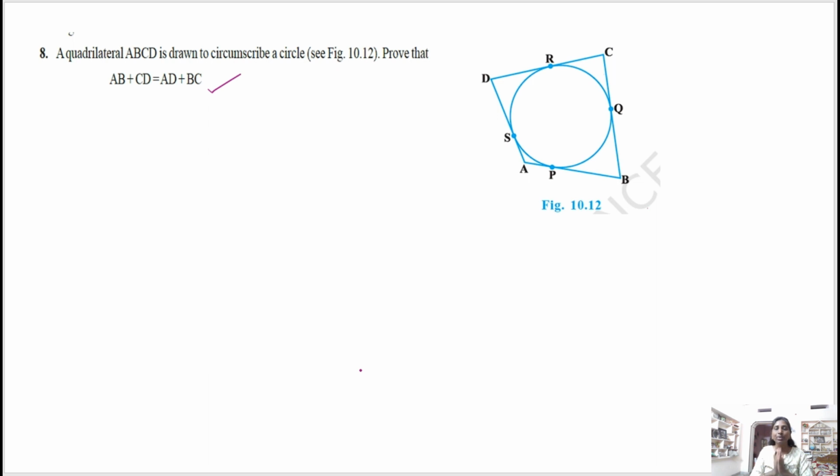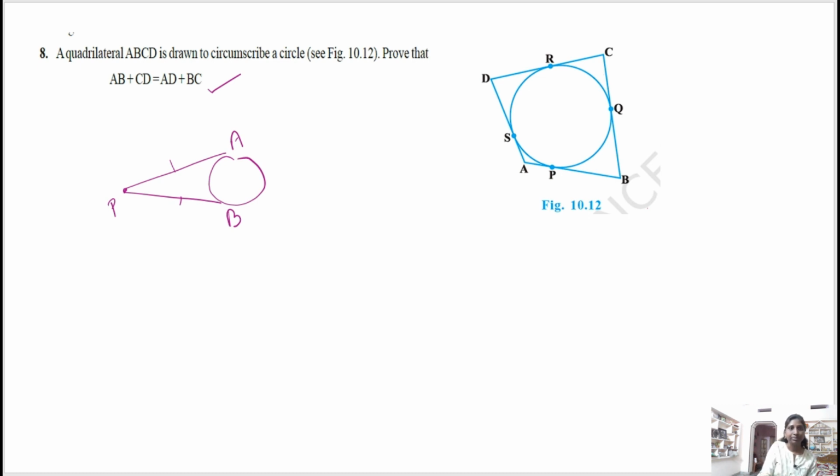तो इसके लिए हम यूज करेंगे एक थ्योरम. वो क्या है, I hope all of you know that. Okay, if we have a circle, then the tangents drawn from an external point are equal. Suppose PA and PB are two tangents from the external point, then PA will be equal to PB. We will use this theorem here.